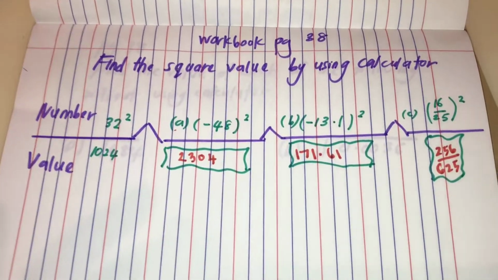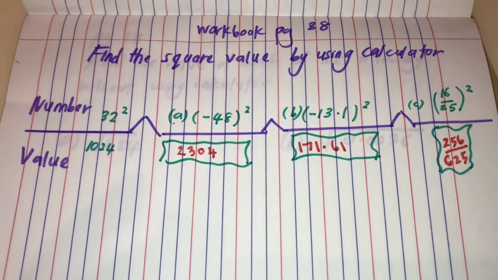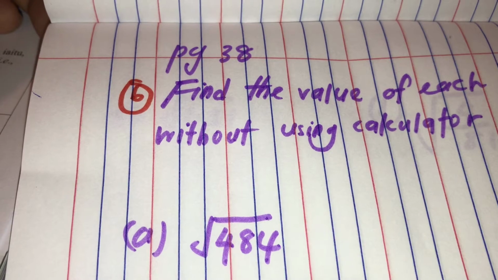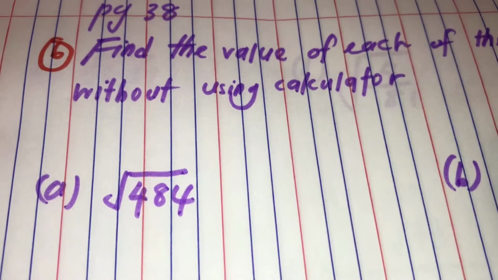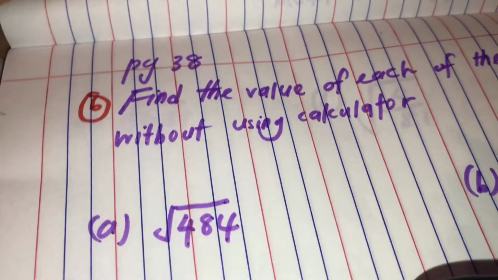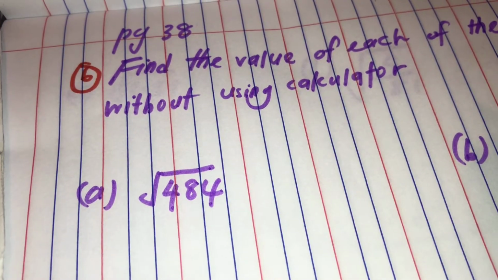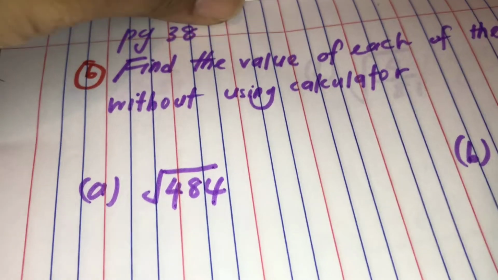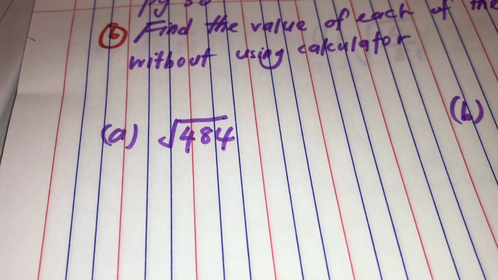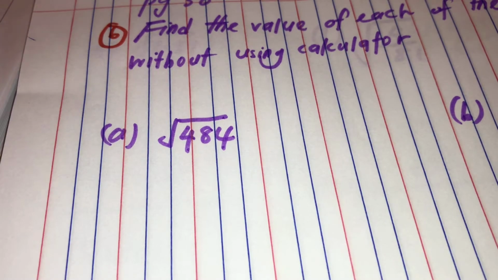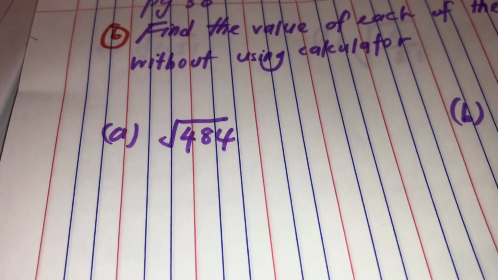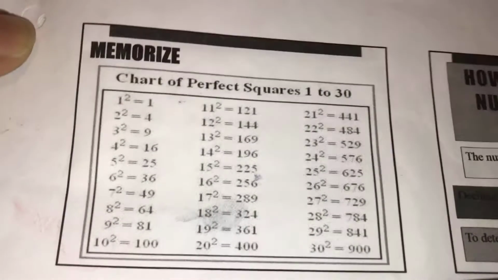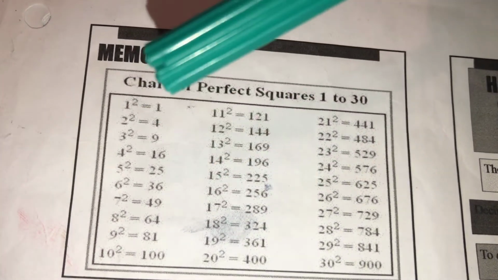Page 38, question 5. Still at page 38, question 6. Find the value of the following without using calculator. So we start with the square root of 484. In the previous lesson, I asked you all to memorize the perfect squares, 1 square until 25 square, right? So you must memorize this.